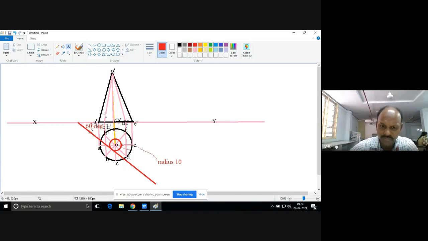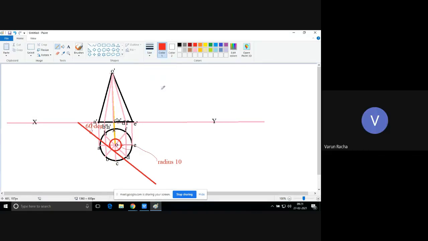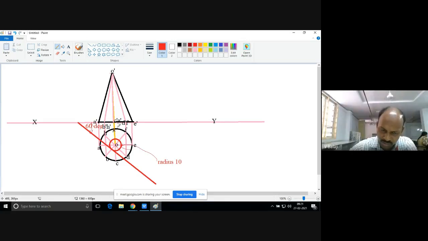Now after this, what is the procedure? Can you guess what we are supposed to do? We have done already 2-3 problems, right? We have to mark where the cutting plane is cutting the cone. Yes, very good. So this cutting line, CL line, wherever it is cutting, not only the base circle, but also wherever it is cutting the generators.